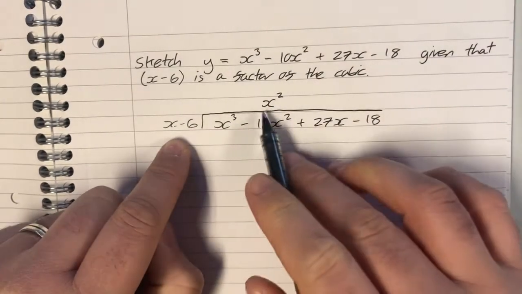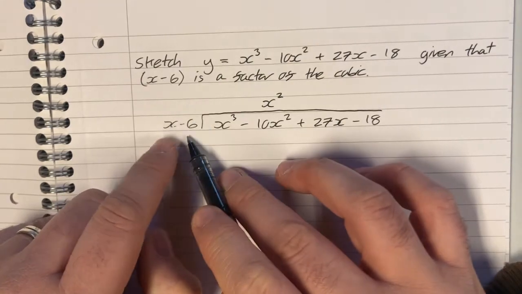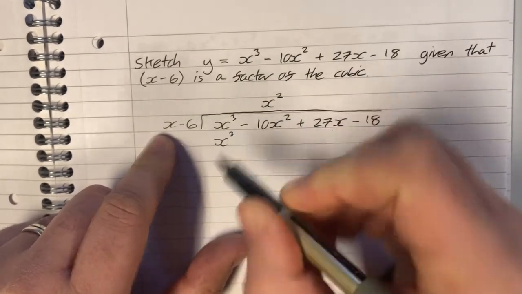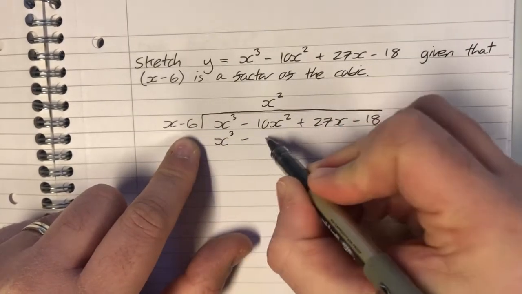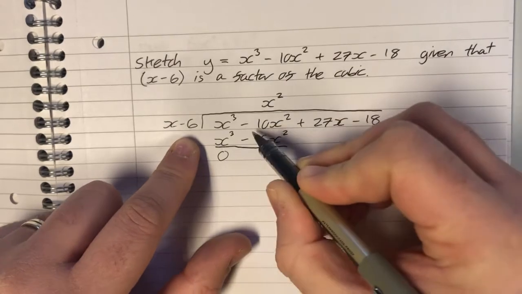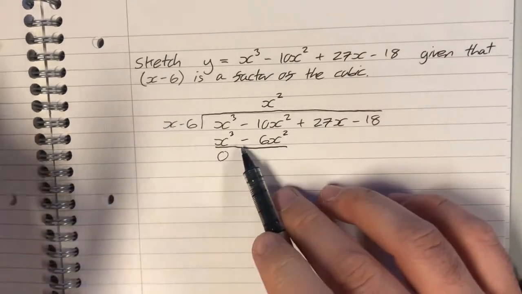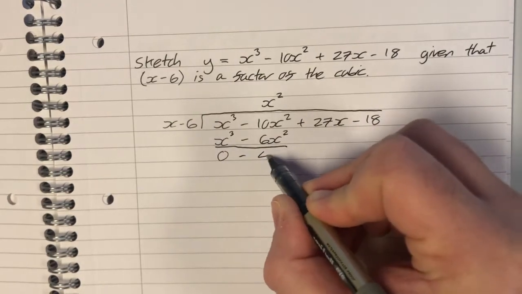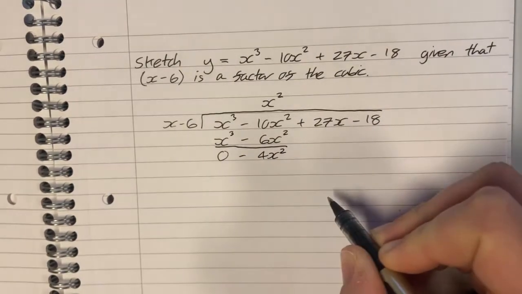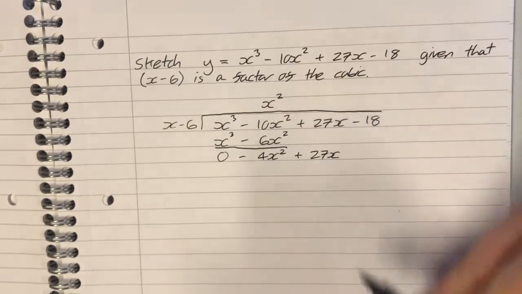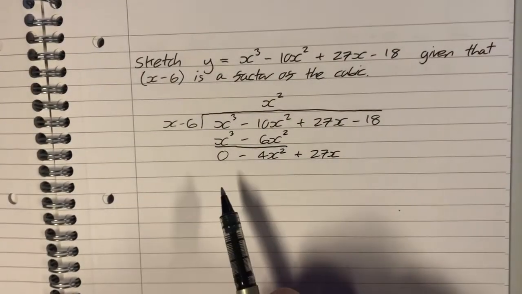And I now take what I just wrote on top and multiply it by what I'm dividing by. So I get x times x squared is x cubed, and minus 6 times x squared is minus 6x squared. Subtract the two. Minus 10x squared minus minus 6x squared is minus 4x squared. Again, just be really careful with these signs. It's very easy to make a sign error. Bring my 27x down and repeat the process.